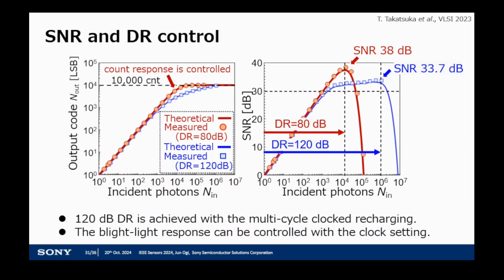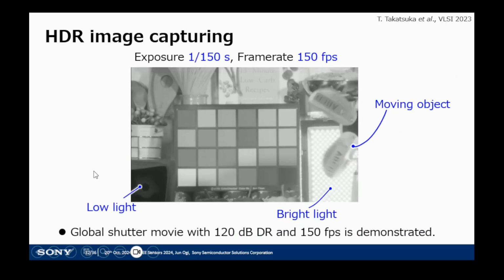This slide shows a theoretical and measured count response and SNR with the CMCR technique. 120 dB dynamic range is achieved, as depicted with these blue lines. In addition, bright light response can be controlled with the clock setting. In the CMCR technique, the peak SNR can be increased by reducing the dynamic range to 80 dB. This is a captured image with the CMCR setting of 120 dB dynamic range, at 150 frames per second frame rate.